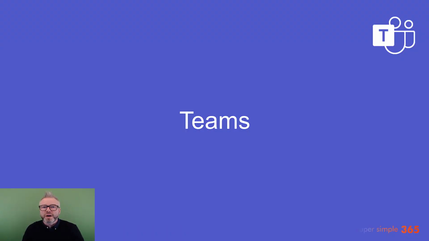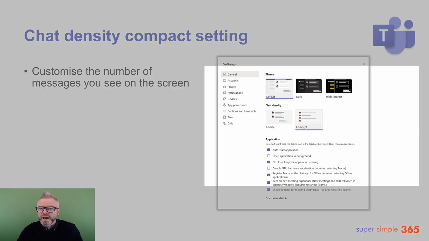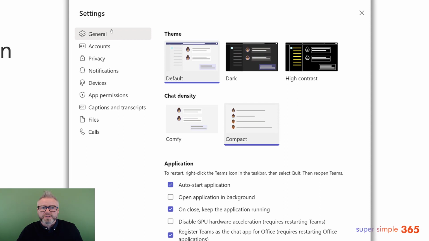Now let's have a look at some Microsoft Teams updates. The first one is the chat density compact setting, and this gives you the ability to customize the amount of messages that you see on your screen. Let us just quickly zoom into this, and you can see that on the general tab here you're going to get this new option, chat density.